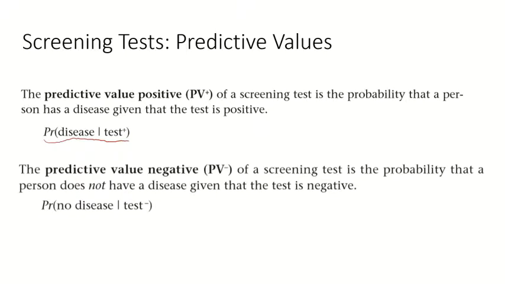Okay. Next, the predictive value negative of a screening test, or PV-, is the probability that a person does not have the disease given that the test is also negative. And here we have the formula. So take note, the formulas follow those of conditional probability. Here, the condition being either the test is positive or the test is negative.